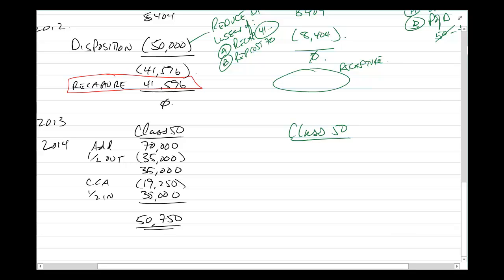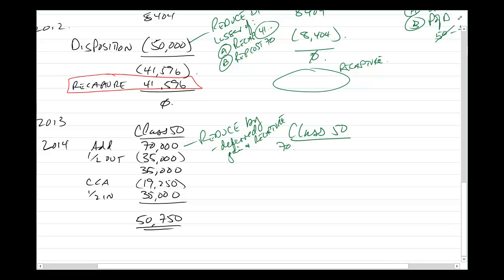Okay, so nothing happens in 2013. When we go into 2014, when it comes time to add to the UCC pool, what we're going to do is reduce this. So we're saying we're going to reduce what goes in the pool. That's saying you have less to deduct through CCA in the future. And how much? Well, by the amount deferred. So that's the gain and the recapture. Okay, so what goes into the class?